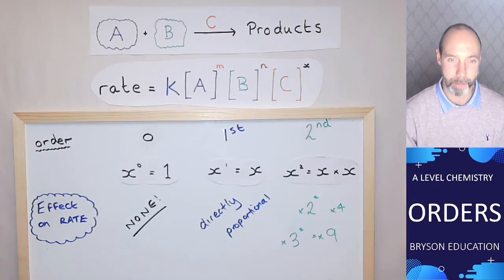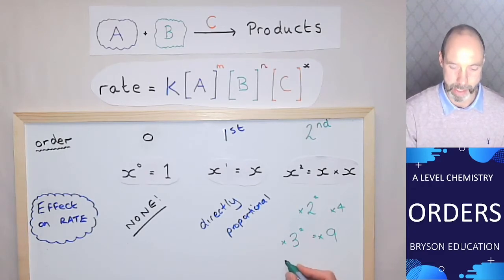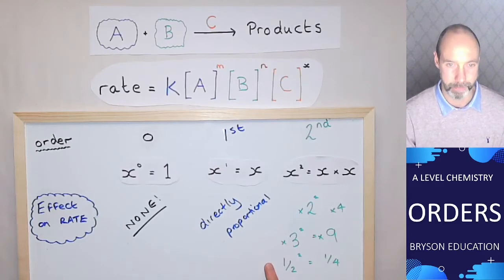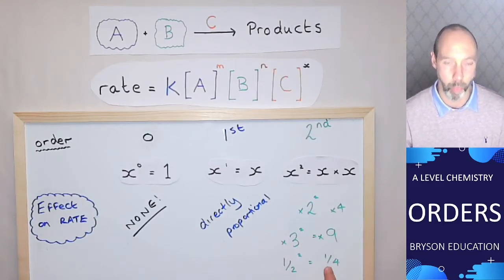It gets a little bit more confusing if we were to use fractions. So if we were to halve the concentration, it would be half squared, which is in fact a quarter. So if you were to halve the concentration, the rate would quarter. It would be divided by 4.